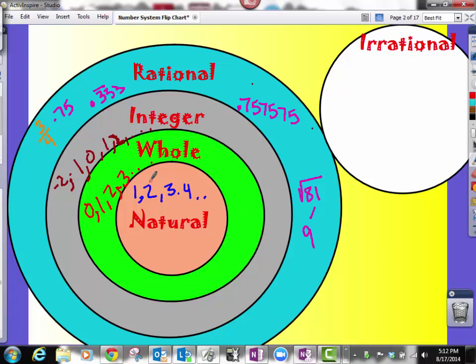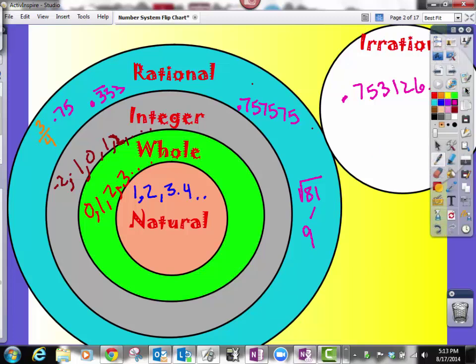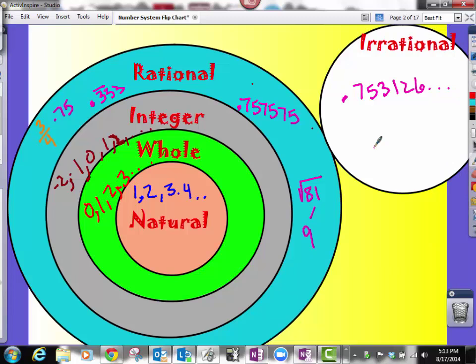Now, what's the difference between all of these and an irrational number? What could possibly be left? The irrational number is going to be a decimal that doesn't terminate and has no repeating pattern. For example, 0.753126 and I just say ... there's no repeating pattern to this. It just goes on. That tells you, hey, wait a minute, it goes on, no pattern, and it goes on. It does not terminate. That's the difference where you have to be careful with rational and irrational.